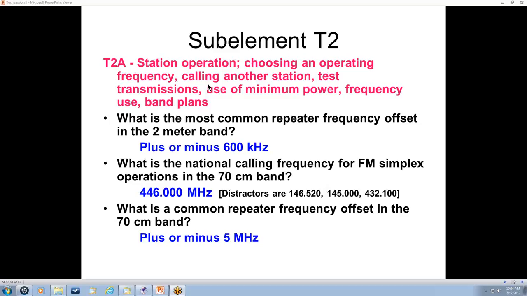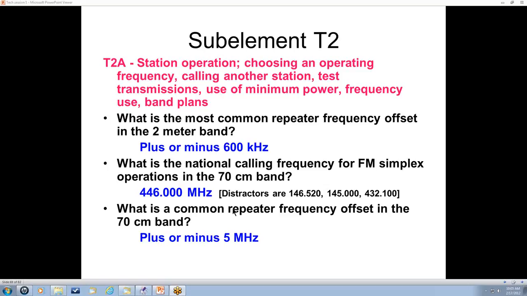Okay, T2A, station operation, choosing an operating frequency, calling another station, test transmission, use of minimum power, frequency use, and band plans. What's the most common repeater frequency offset in the 2-meter band? We mentioned that already. It is plus or minus 600 kilohertz. And remember, that's the difference between the transmit and the receive frequency of the repeater.